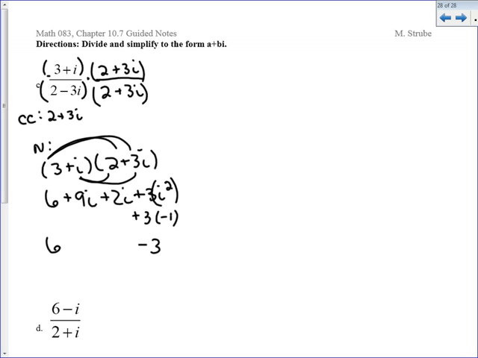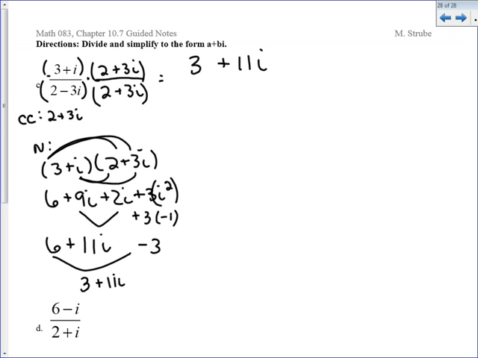I can combine the two terms that both have i, they work just like x. So 9i plus 2i is 11i. And then I'm going to combine my real terms. Your steps might not look just like this, that's okay. So my numerator is going to be 3 plus 11i.